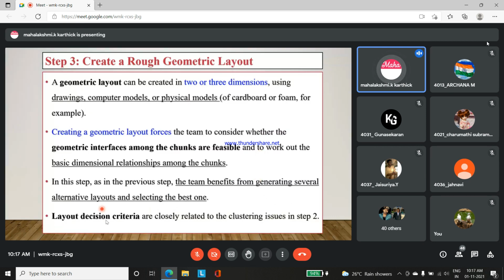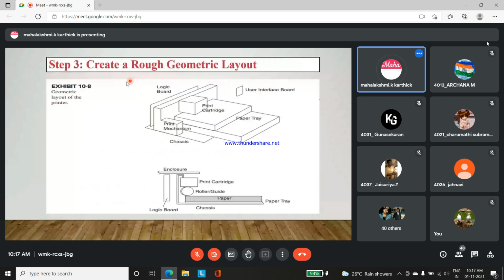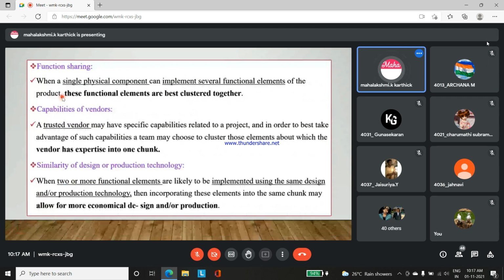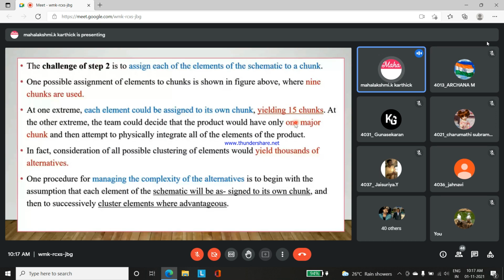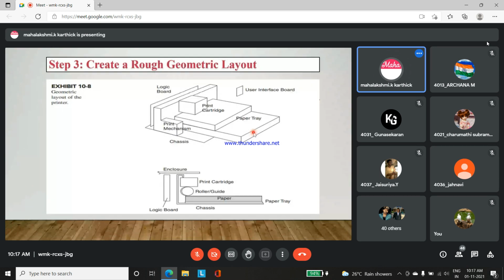So layout decision criteria are closely related to the clustering issues in step 2. When you undergo step 3, if you want to make step 3 a success, then the step 2 process should be done in a successful manner. Clustering the elements should be identified properly and framed in such a way. This will only help us for the step 3 process to be a successful one.